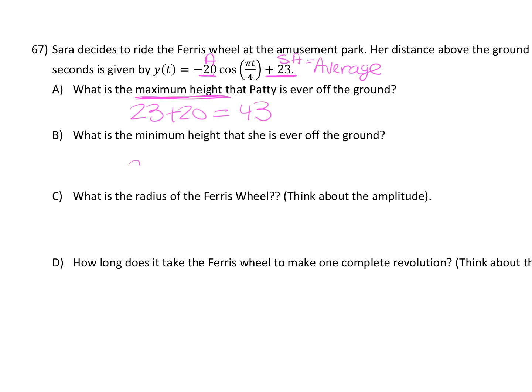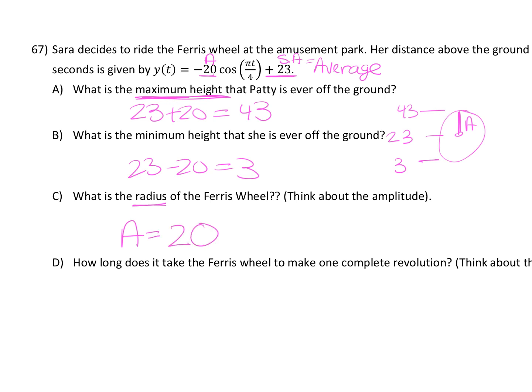And then my minimum is going to be at 3. So my Ferris wheel goes from 3 all the way up to 43 with a middle at 23. So if I think about my Ferris wheel, that means my radius is the same as the amplitude. So when I talk about my radius, that's the same as the amplitude, so it's going to be 20.